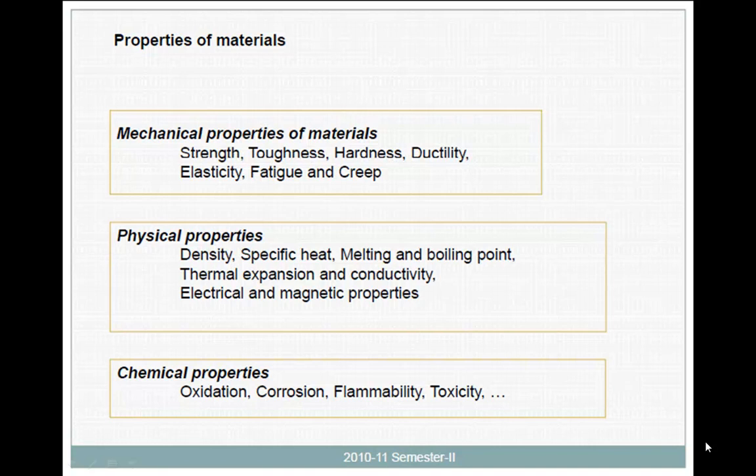Mechanical properties can be judged on the basis of strength, toughness, hardness, ductility, elasticity, and properties of fatigue and creep. Then physical properties like density, specific heat, melting and boiling point, thermal expansion, conductivity, and electrical and magnetic properties help determine the nature of a material. And then chemical properties like oxidation, corrosion, flammability, and toxicity help determine the chemical nature of the material. So this was just an introductory lecture to the course.